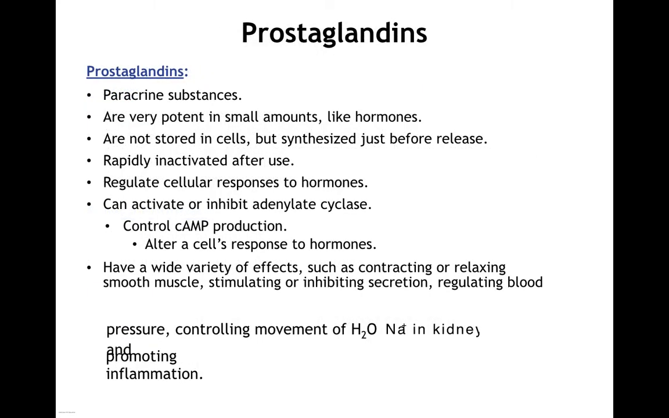Prostaglandins are paracrines. They are very potent in small amounts, like hormones. They are not stored in the cells, but synthesized just before release. They are rapidly inactivated after their use. They regulate cell responses to hormones. They can activate or inhibit adenylate cyclase, which would help control cyclic AMP production and alter the response to hormones. They have a wide variety of effects. They may be contracting and relaxing smooth muscles, stimulating or inhibiting secretion, regulating blood pressure, and several others. They're called paracrines because they only work over a short distance.